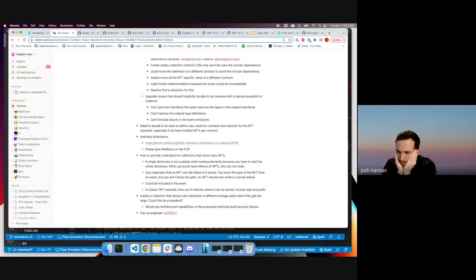Yeah. Well, I mean, kind of the point of allowing anyone to define an NFT just with a resource or resource interface or whatever, is that it can be stored anywhere. You can't have an NFT say where it can be stored, because it can be stored in any resource that stores an NFT.